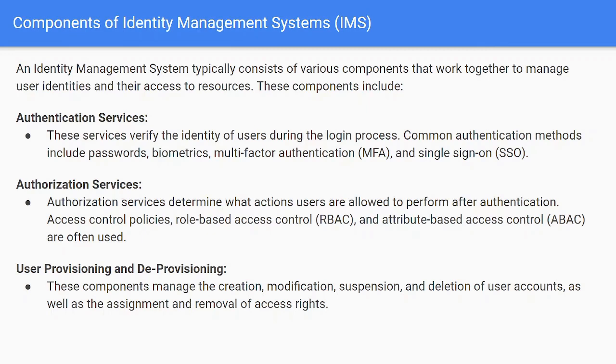So once I get into the organization's system, what actions am I allowed to take? Do I have access to these documents? Can I edit these documents? Can I do this? Can I do that? So things like access control policies, role-based access control, and attribute-based access control are often used for authorization services. Role-based access control, we talked about in the last class, where you have access based on your role, and your role has permissions based on your job description.